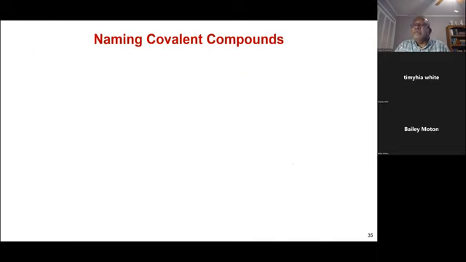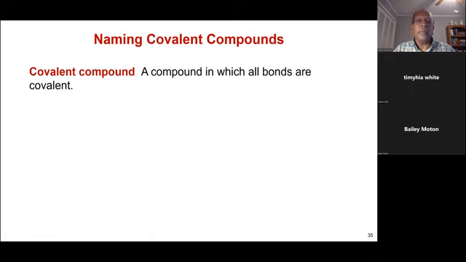Now we talked about bonding in covalent compounds, covalent bonding. We talked about Lewis structures. There are exceptions. A covalent compound is a compound in which all bonds are covalent. All non-metals form covalent bonds.